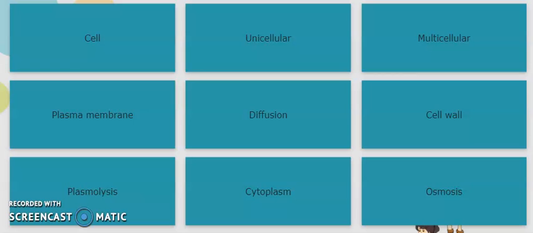So this is the continuation part of the revision for chapter 5, that is the fundamental unit of life. We have covered till plasmolysis. So let's begin with the cytoplasm.